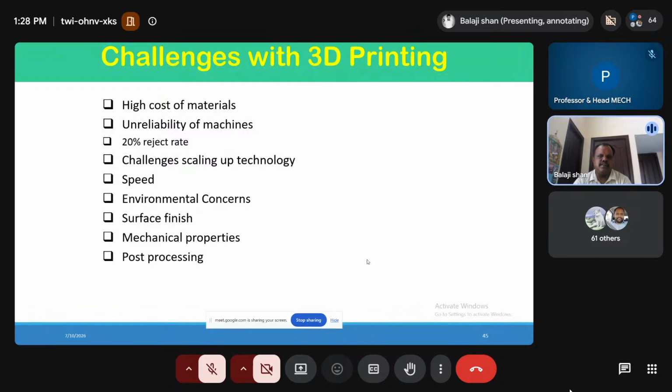So these are the challenges with 3D printing: the high cost of materials, unreliability of machines, rejection rates, challenges of scaling of technologies, speed, environmental concerns, surface finish, mechanical properties, and post-processing. Especially for scaling up, we manufacture the component as a prototype model, but going to real-time application and increasing the dimensions is difficult, and the initial cost is higher.